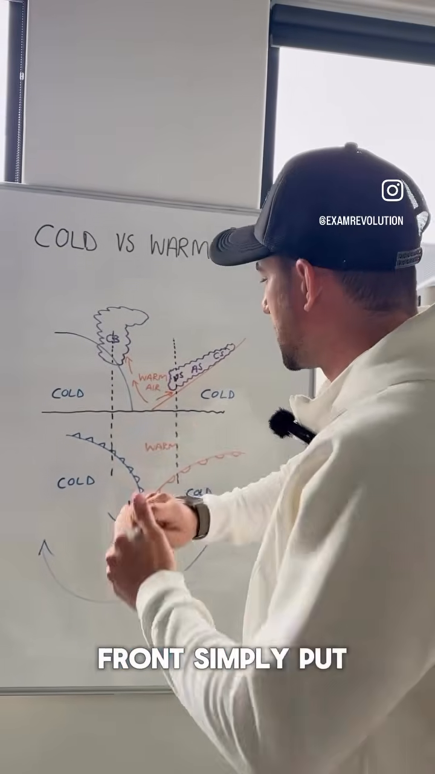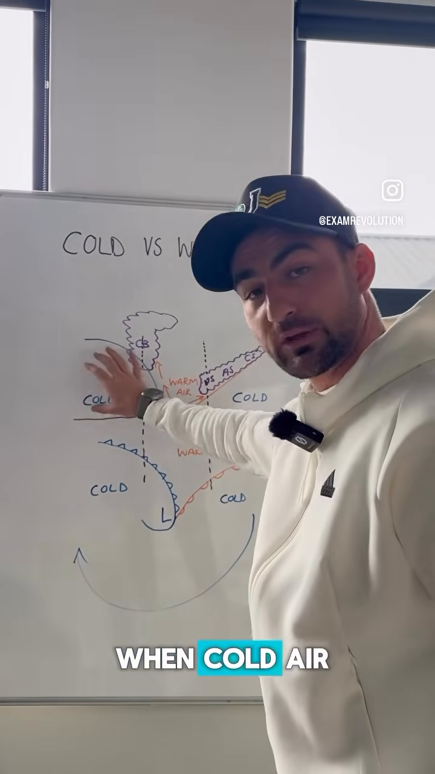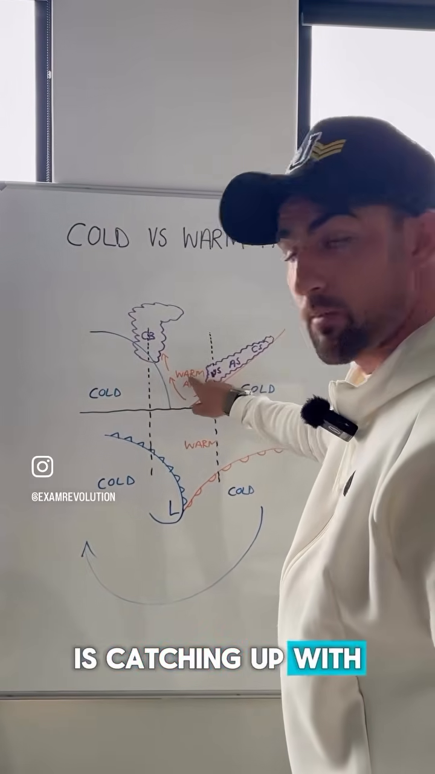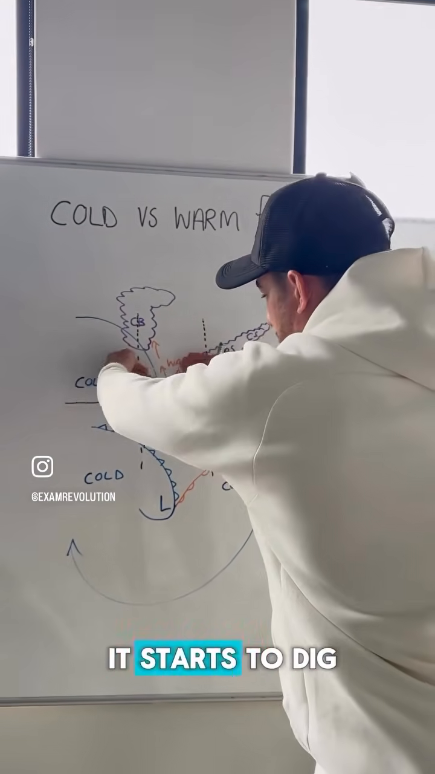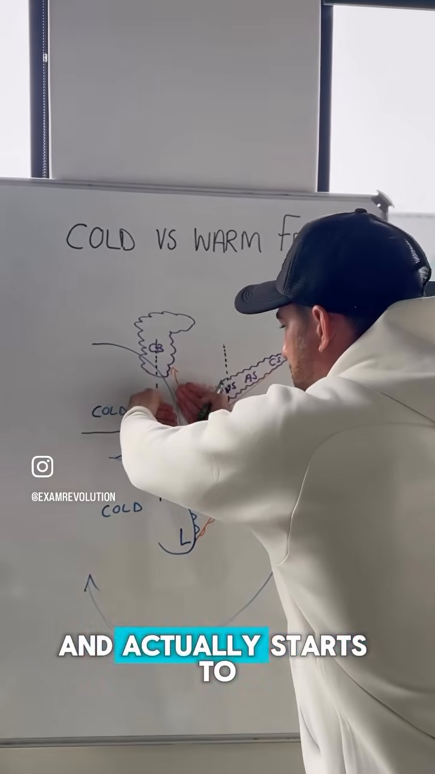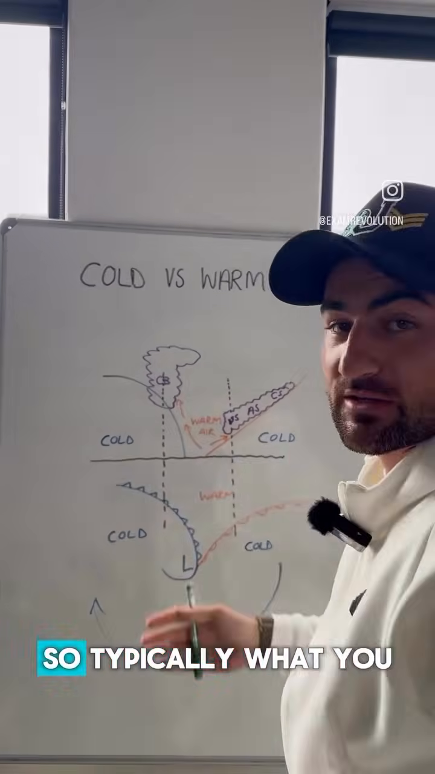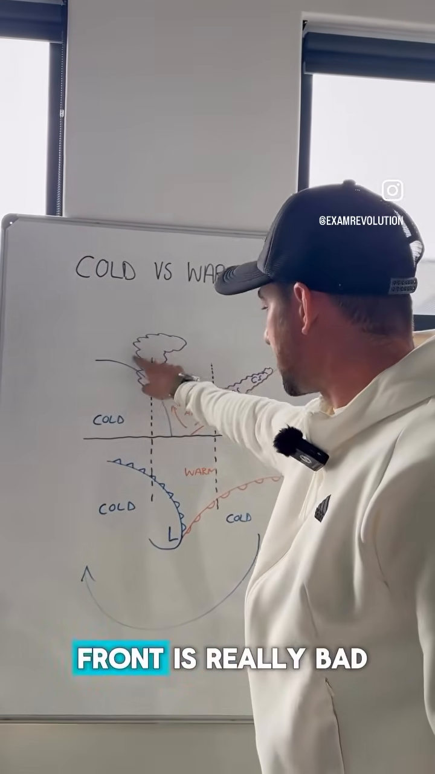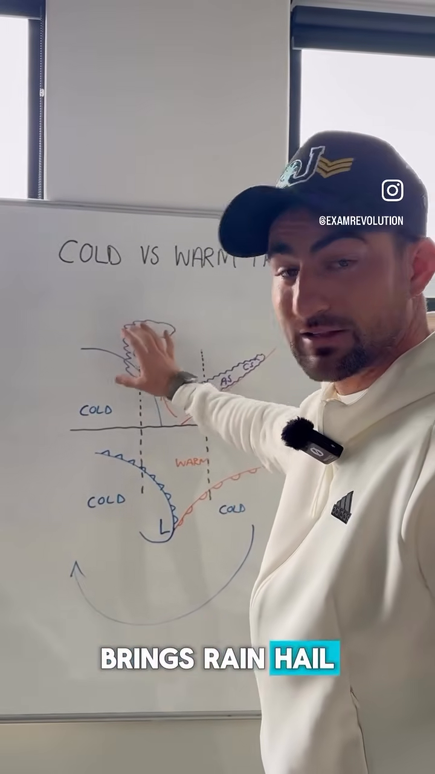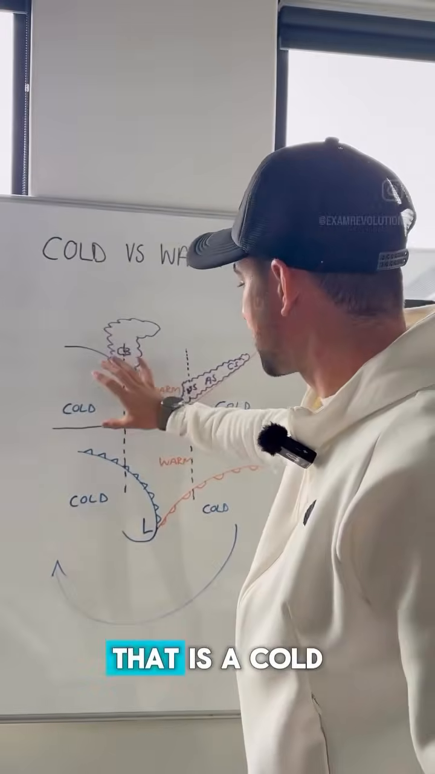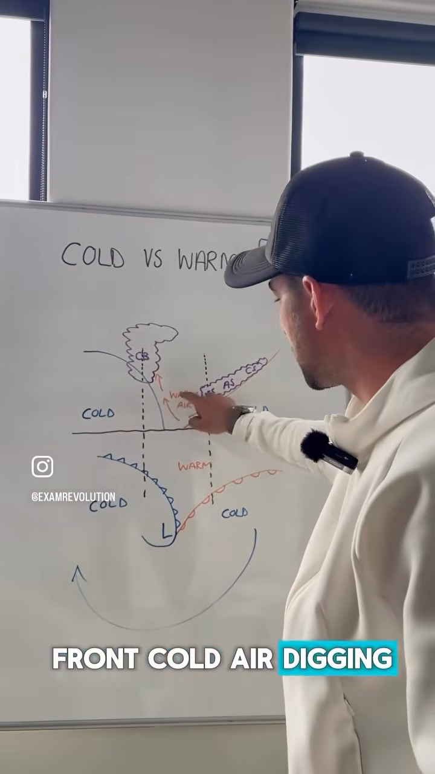What is a cold front? Simply put, a cold front is when cold air is catching up with warm air. And because cold air is more dense than warm air, what does it do? It starts to dig in below this warm air and actually starts to push the warm air up. So typically what you get in a cold front is really bad CB, cumulonimbus cloud, that brings thunder, brings rain, hail, sometimes even really bad icing. That is a cold front. Cold air digging in below warm air.